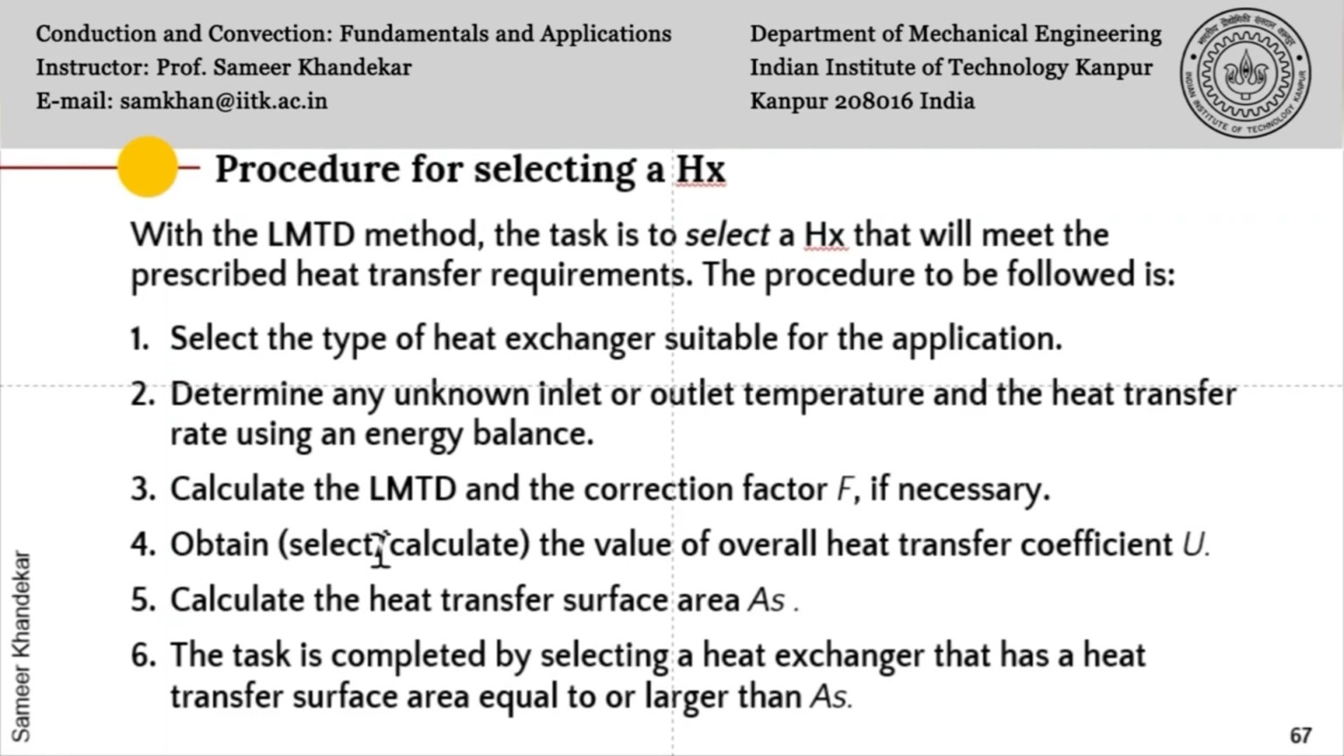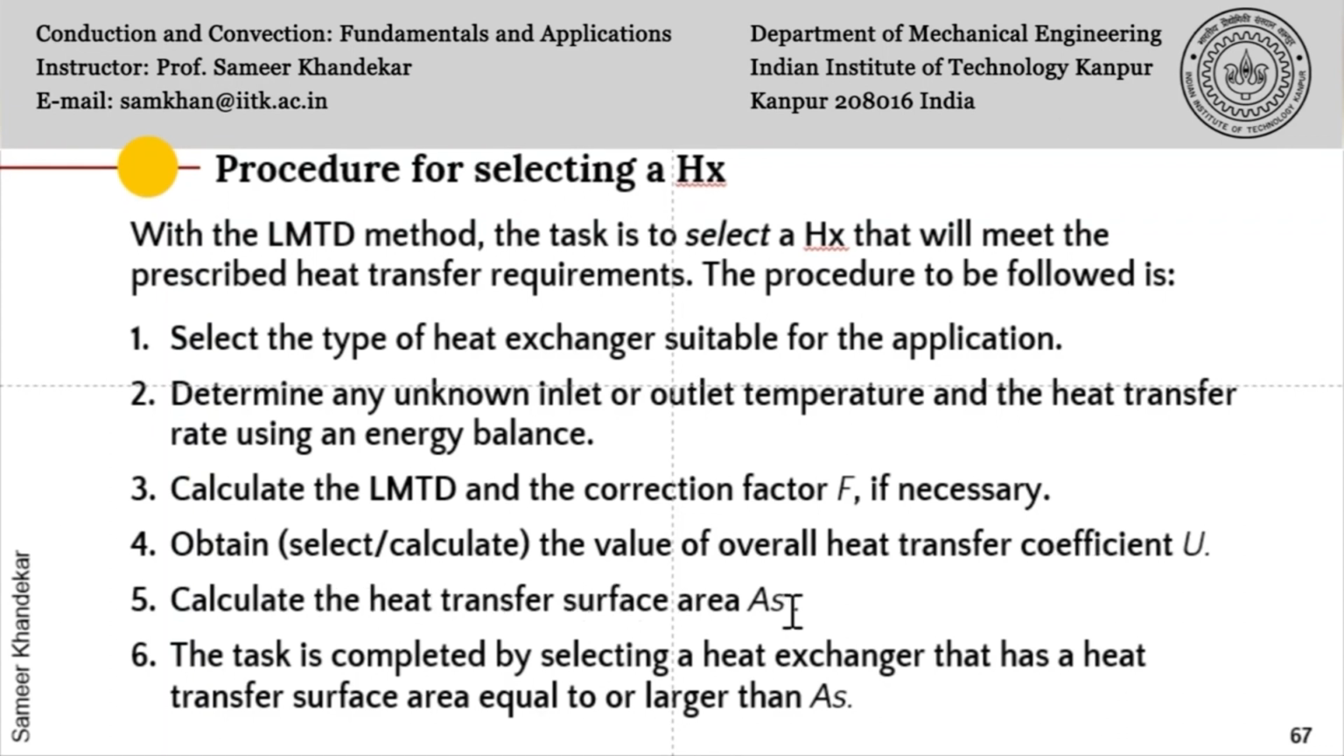Then obtain, select or calculate the value of the overall heat transfer coefficient. So this also you have studied, let's say, internal flows and external flows. From that knowledge you will have to get some correlation for the inside heat transfer coefficient and the outside heat transfer coefficient, and depending on what tube material you are choosing to fabricate the heat exchanger, and the thickness will come from the pressure rating of the heat exchanger. So these simple calculations have to be done so that you get the overall heat transfer coefficient U.